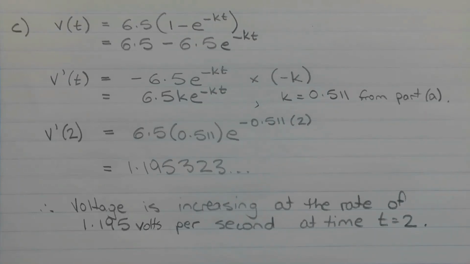So to find the rate of change of voltage across the capacitor at the 2-second mark, we substitute 2 for t in the first derivative here. So V dash of 2 is equal to 6.5 times 0.511 times e to the power of negative 0.511 times 2, which evaluates to 1.195323 and so on. Now the question is asking for the rate of change correct to 3 decimal places. So this rounds to 1.195. Therefore, the voltage is increasing at the rate of 1.195 volts per second at time t equals 2.